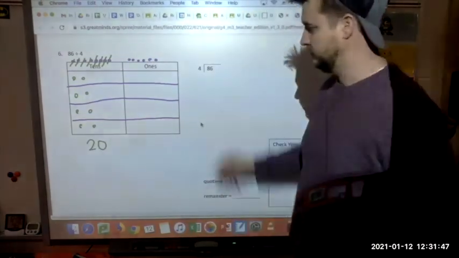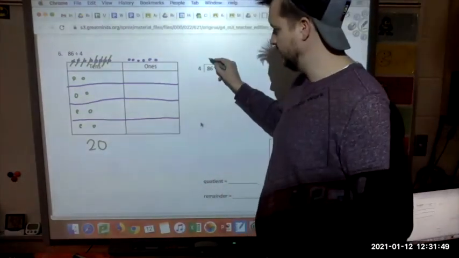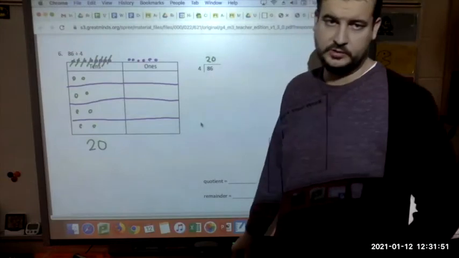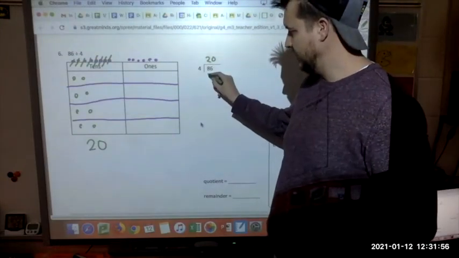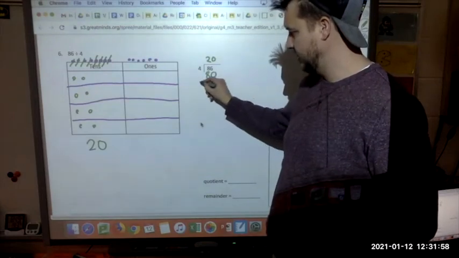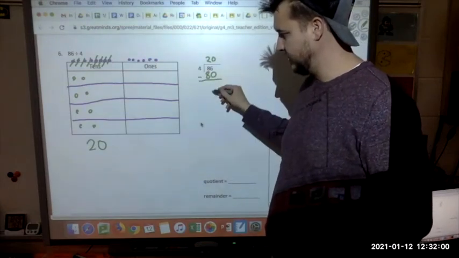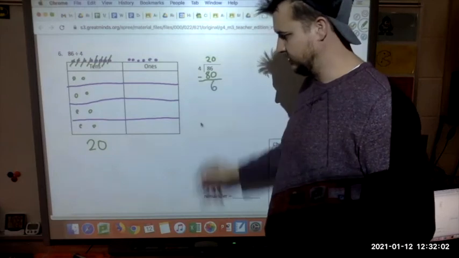So I'm going to come over here. 4 times 20. I'm going to put my 20 on top. That's where the quotient goes, on top of that little house. 4 times 20 would be 80. And I'm going to subtract. 86 minus 80 would be 6.